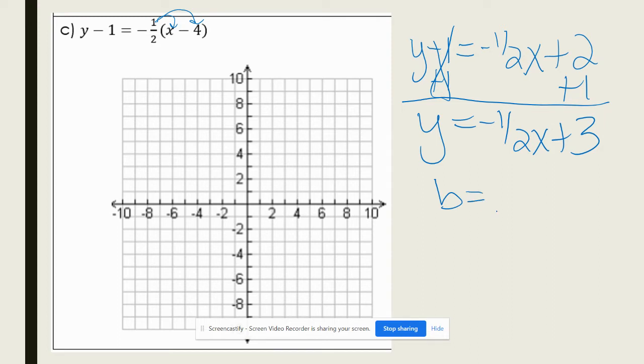So our b, or our y-intercept, is positive 3 because of the plus 3 here. And then our slope is -1/2. Now, it doesn't matter if our negative goes with the 1 or with the 2. Starting with plotting our y-intercept at positive 3. If we make the 1 negative, that means rather than going up, we're going down 1. And the positive 2 means we're going right 2. Down 1, right 2.